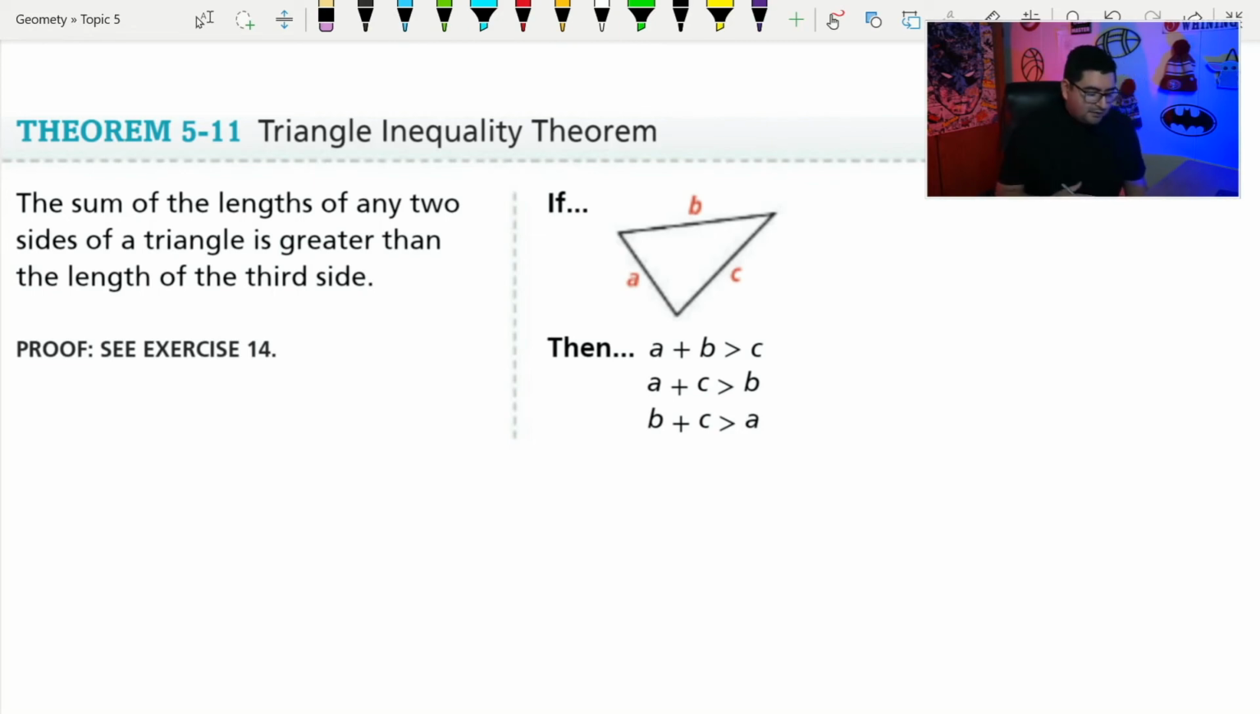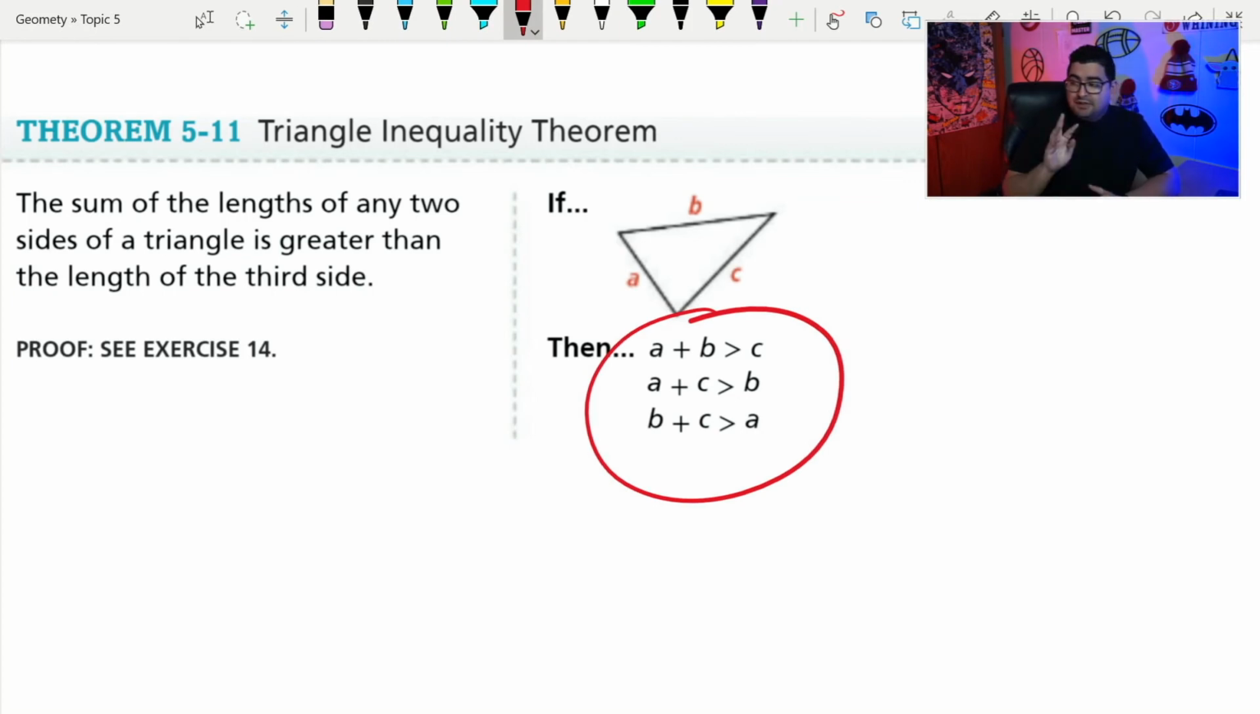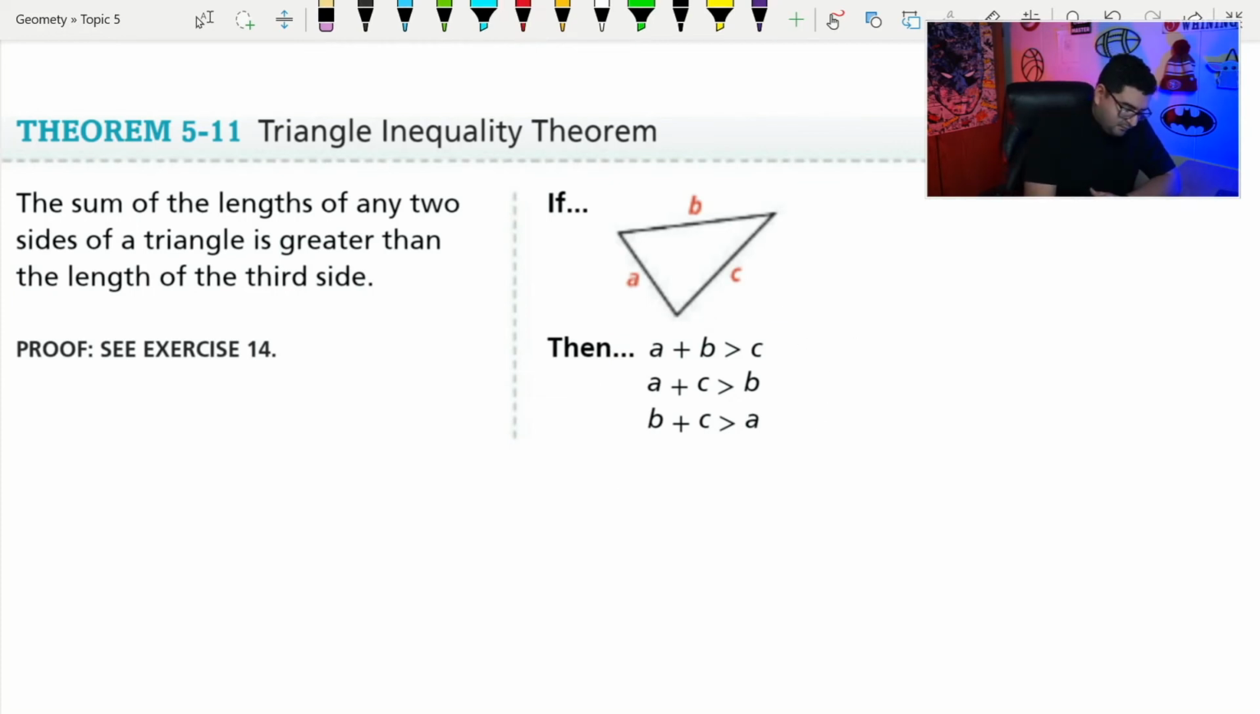Alright, let's look at a problem where they want us to test this out to see, hey, can these be the sides of a triangle? This is really what we test: we add all the different combinations of two sides and make sure that they're always going to be greater than the third side.